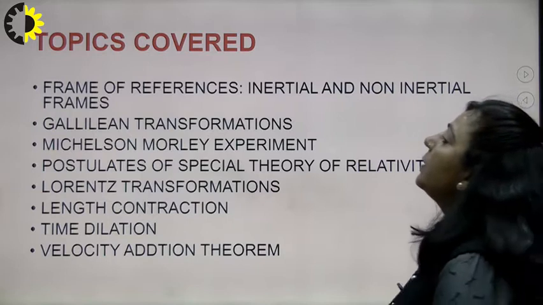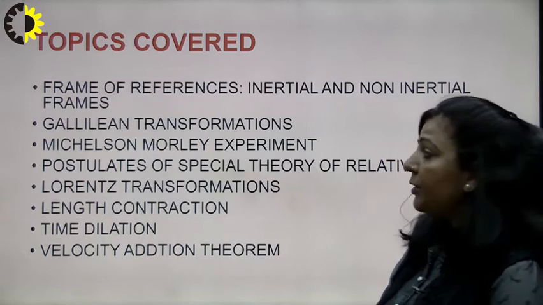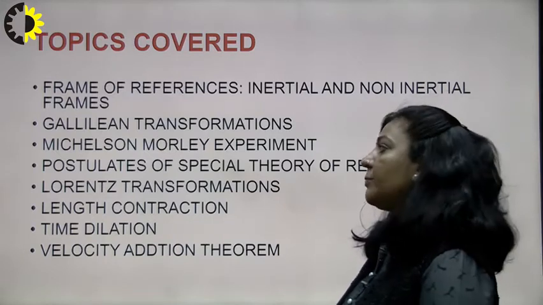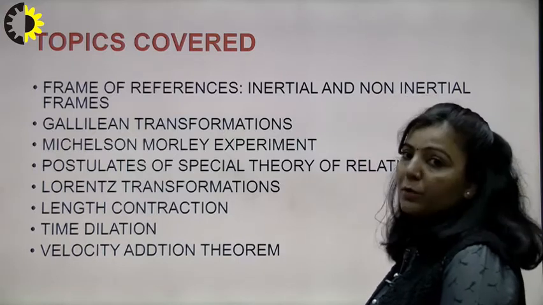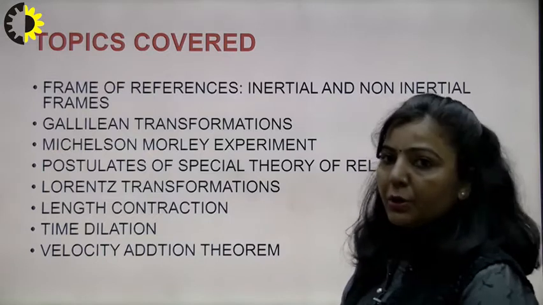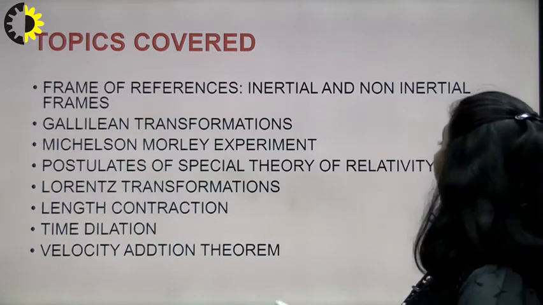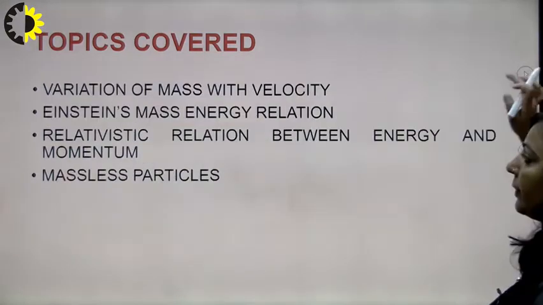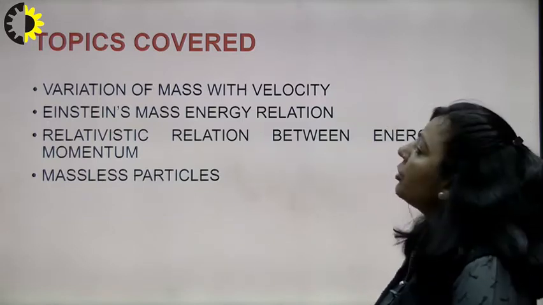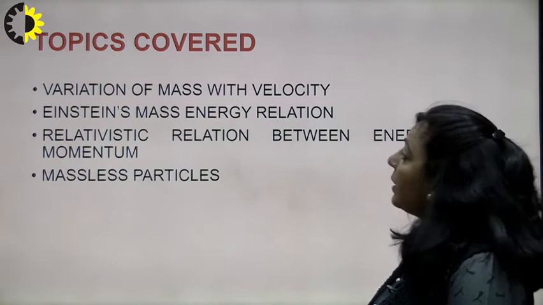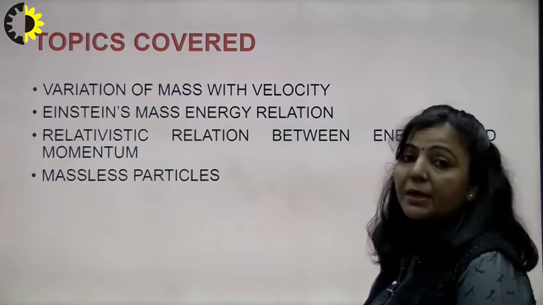Under relativistic mechanics we have discussed frames of reference, Galilean transformation equations, then the Michelson-Morley experiment, after that the special theory of relativity, its postulates, and using those postulates we derived the Lorentz equations. Then we discussed length contraction, time dilation, and the velocity addition theorem. Then we derived a relationship which gives the variation of mass with the velocity of a particle. Then Einstein's mass energy relationship, E is equal to mc square. So we have derived this famous mass energy relationship.